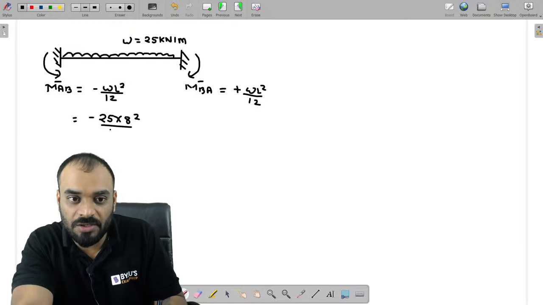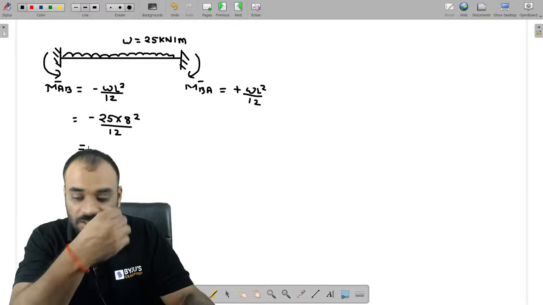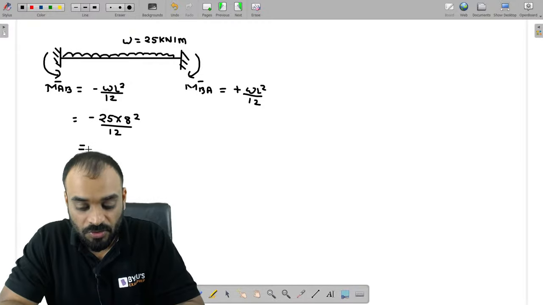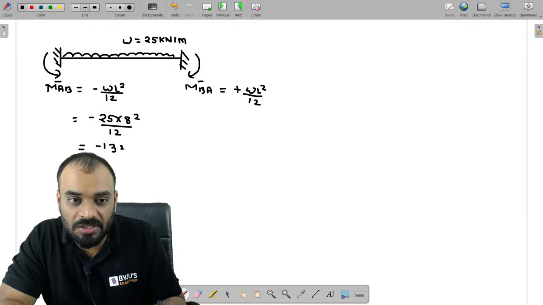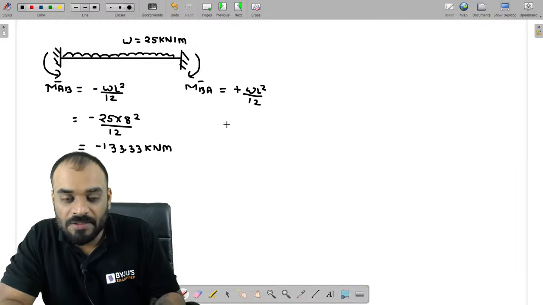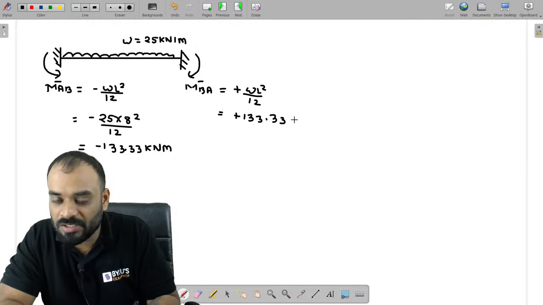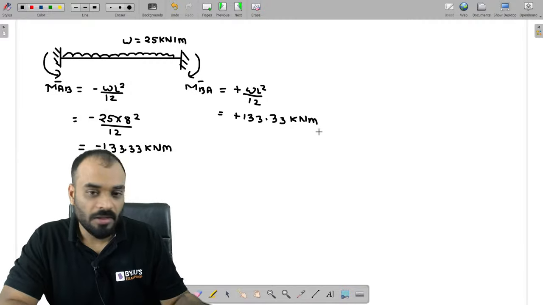So 8 square divided by 12. Let's calculate this value first. How much is 25 into 8 square divided by 12? We are getting a value of minus 133.33 kilonewton meter. Similarly, guys, this value will be the same, but the sign will be opposite, which is 133.33 kilonewton meter. Clear?